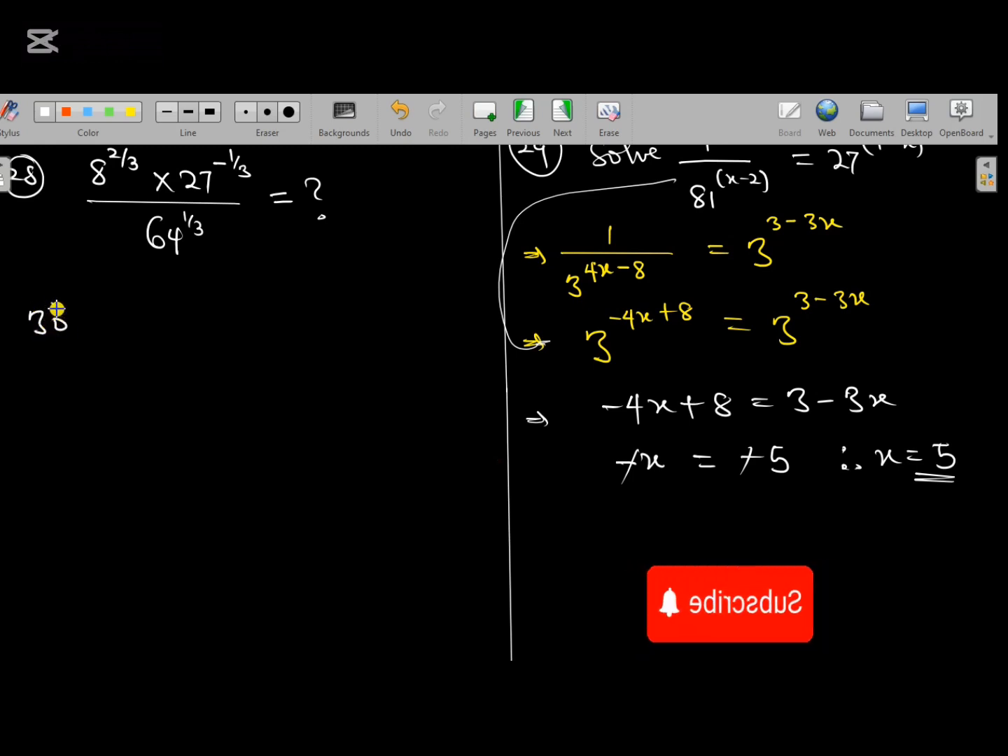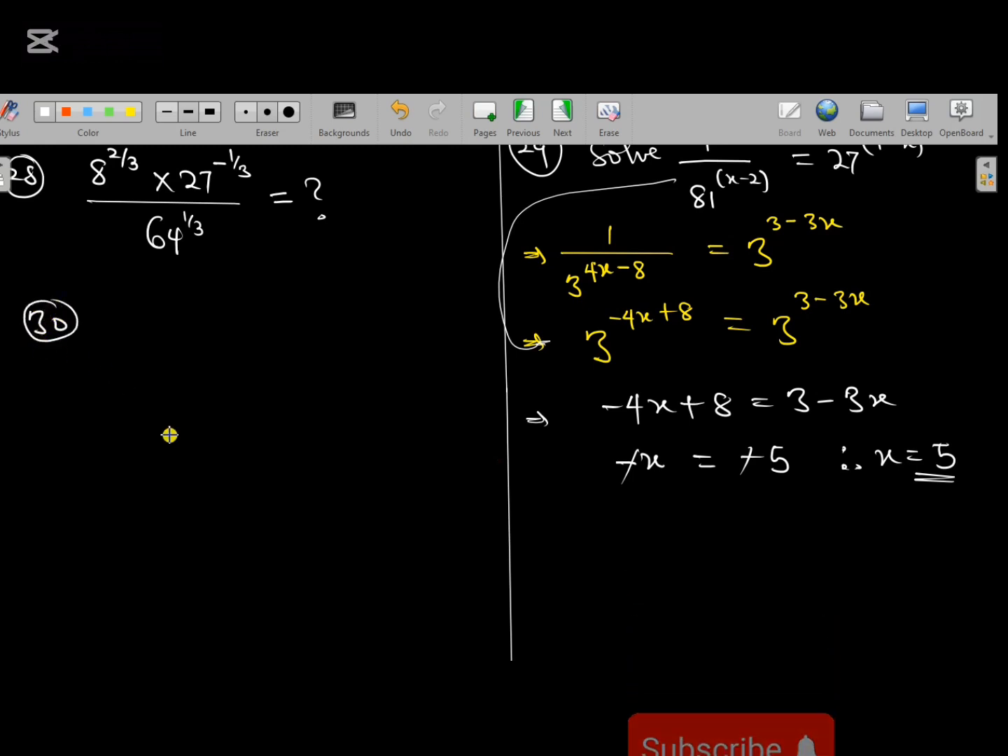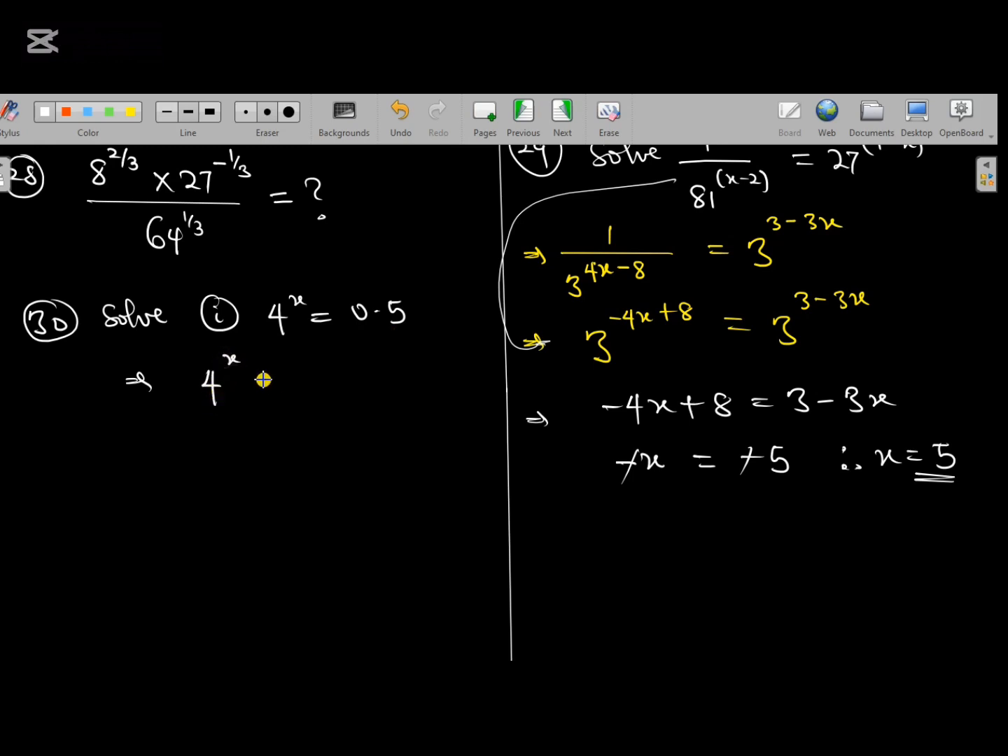Oh, hooray, we are in the last problem, number 30. Wow, what a journey we've had. Okay, number 30 happens to be 2 in number. So they said we should solve the following, and they gave us the first one. They said: is 4 to the power of x equal to 0.5? This is very simple. So what are we going to do here? Remember I said once there is a decimal number, change it to a fraction. And so this is 1 over 2.